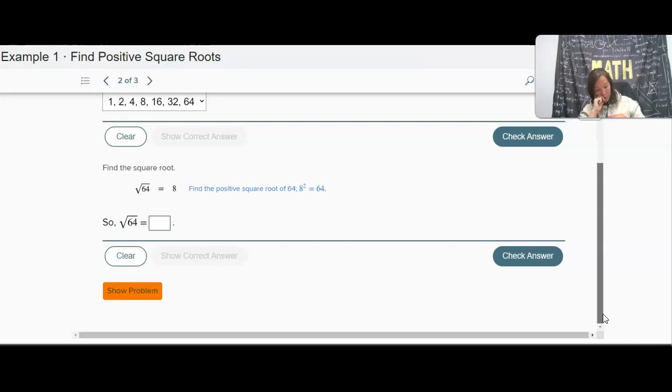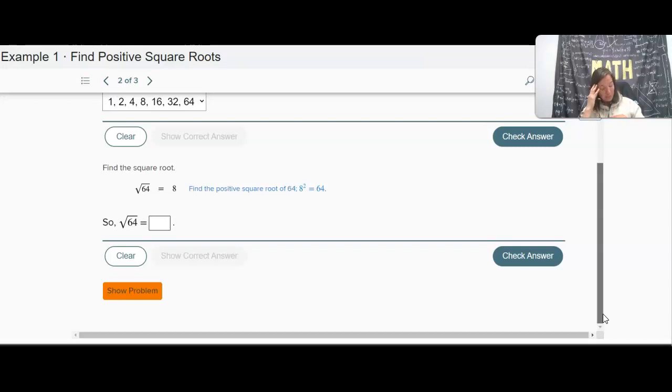So everyone should be doing this right now. What times what equals 225? Now this one is not one that we use often, so it's okay if you don't quite get it. It's going to be bigger than 8, right?